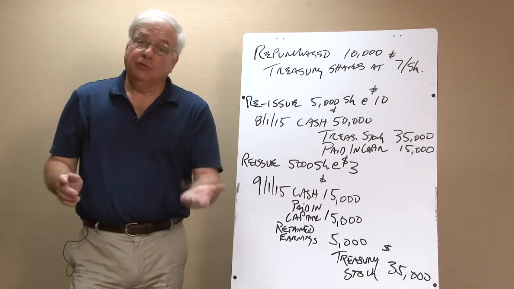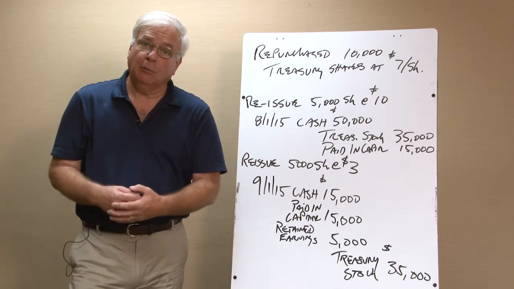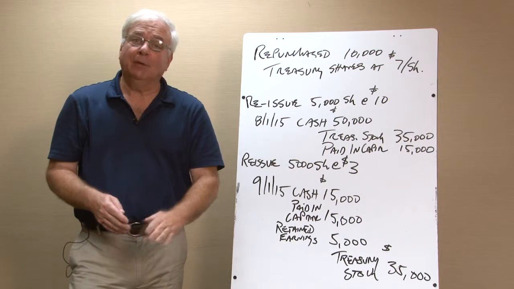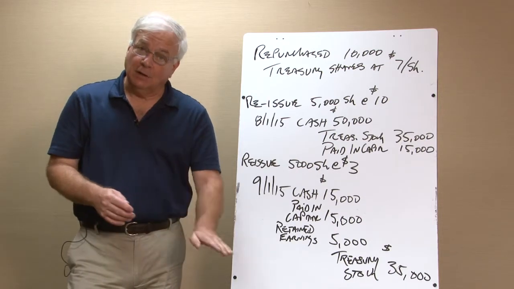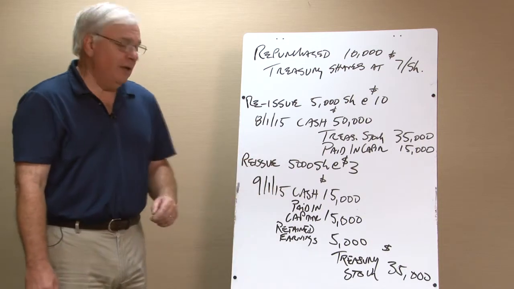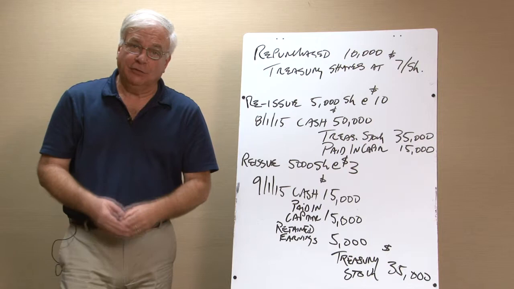Now, this is for the purpose of illustration. Naturally, the company's not going to sell them if the market's that bad. They'll wait until it improves. But I want to show you what would happen if they were reissued at a lower price. So suppose we sell the remaining 5,000 shares in that 10,000 block, and we only get $3 a piece.